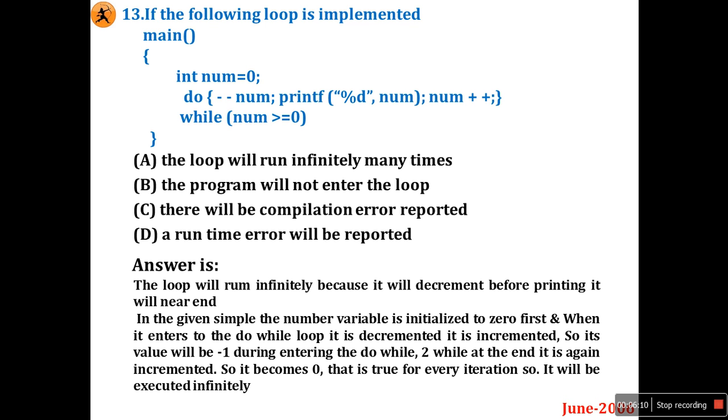In the given example, the variable num is initialized to 0 first, then it enters the do while loop. It is decremented, and then it is incremented. So its value will be -1 when entering the do while loop, and at the end of the increment it becomes 0, from -1 to 0. That is true for every iteration, so it will execute infinitely. The option is A, definitely. So I hope it's clear.